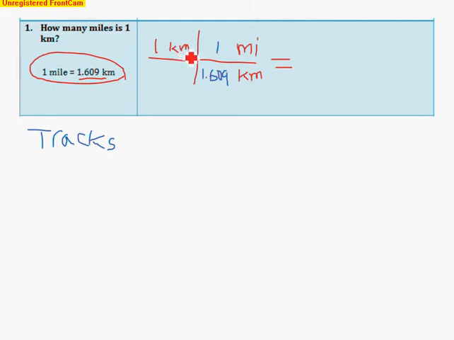Before we multiply things, remember that anything in the top and the bottom, if they're the same unit, they cancel out. So the kilometer up here cancels out with the kilometer down here, and this is the unit that you're left over with. Next step, multiply everything on the top together. We have 1 times 1. Divide by everything in the bottom, 1.609. And the unit is miles, because this is the unit that we were left over with.